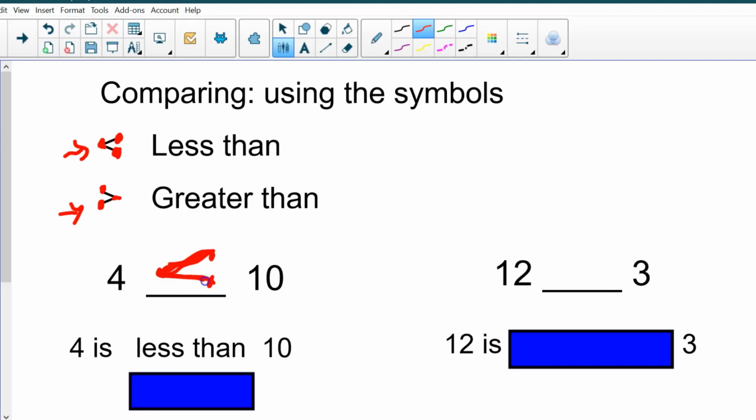So that's just one way to help you remember or figure out which way to write the inequality symbol. Because if you were like me in elementary school and middle school, sometimes I would get confused as to which way to write the inequality.